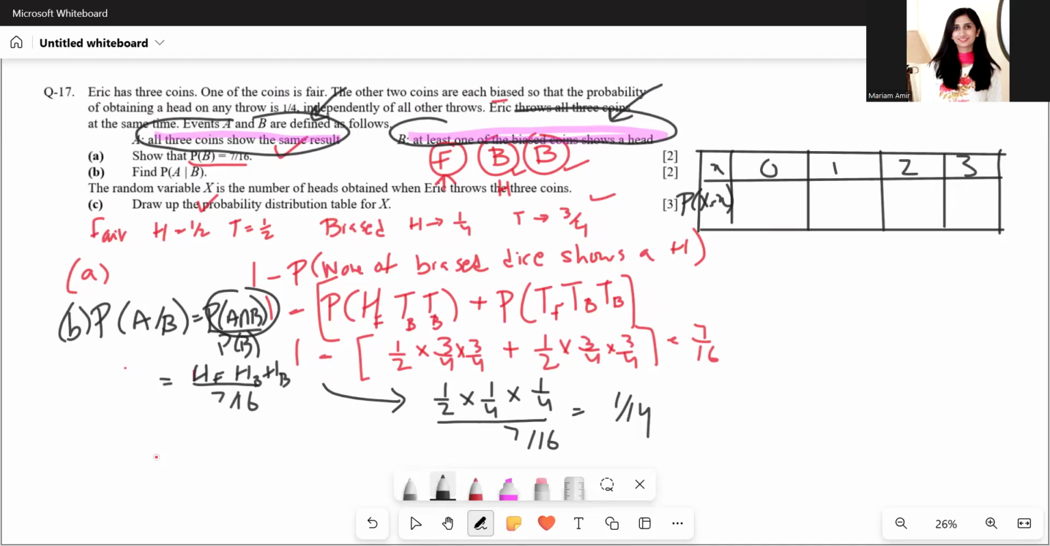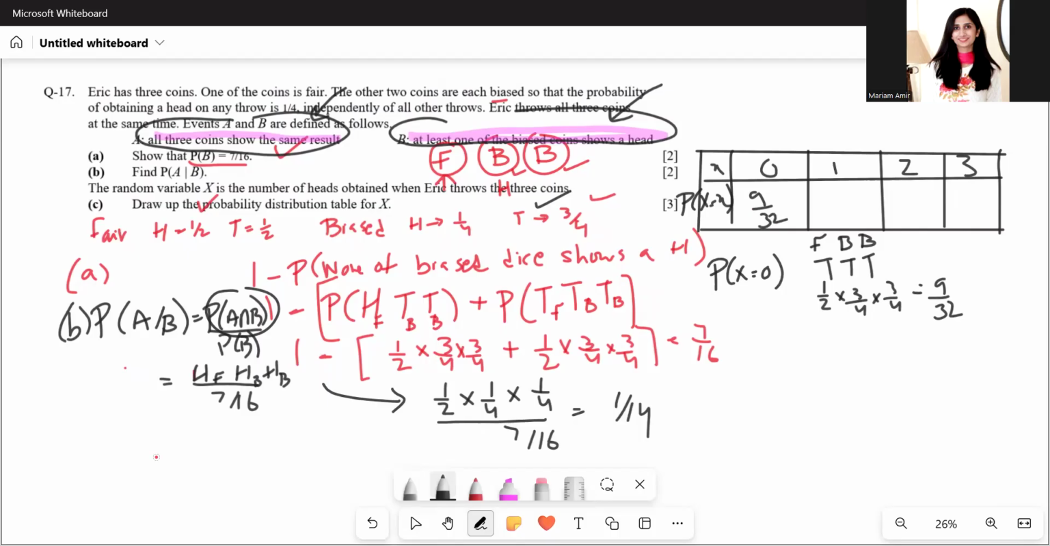Okay, so probability of 0 heads would mean tail and tail and a tail. Tail for the fair coin, tail on the biased coin, tail on a biased coin. So that would be half times tail for the first biased coin is 3 by 4 and again 3 by 4. This gives 9 by 32, which I'm entering here.